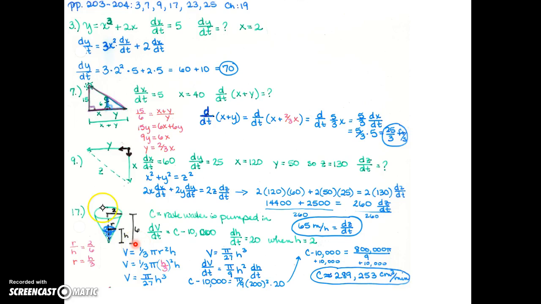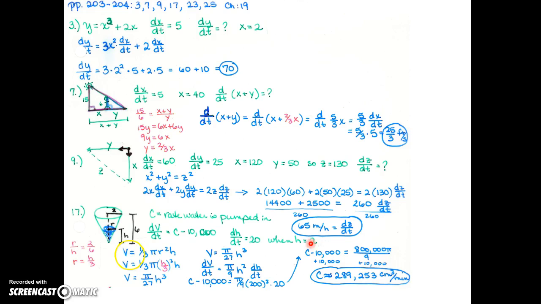And the diameter is 4, so if the diameter is 4, the radius would be 2. The water level is rising at a rate of 20 centimeters per minute. So that's going to be the rate of change of the height. So dh/dt will be 20 when the height is 2. So when h is equal to 2, find the rate at which water is being pumped into the tank.